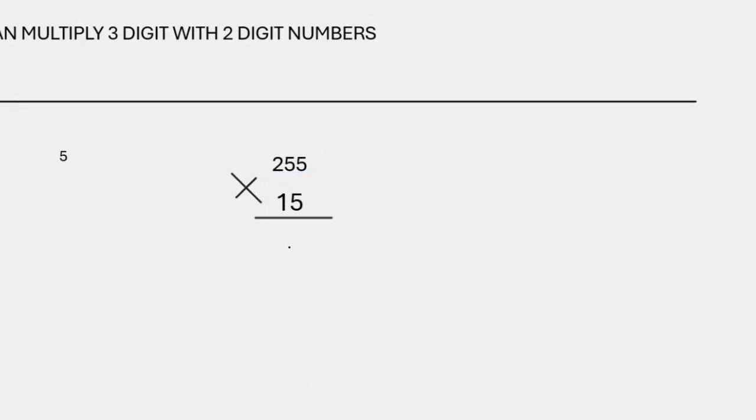255 times 15. So let's do it. 5 times 5, 25. Put a 2 up here. 2 plus 5 makes 7. So 7 times 5 makes 35. Another 5 right over here.